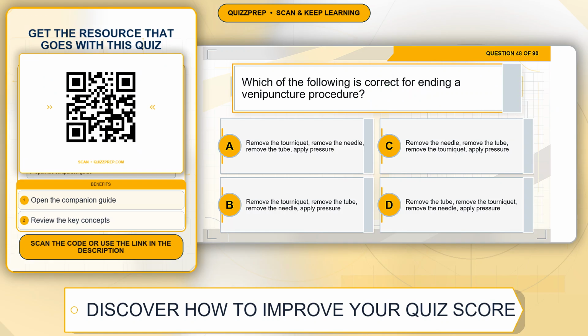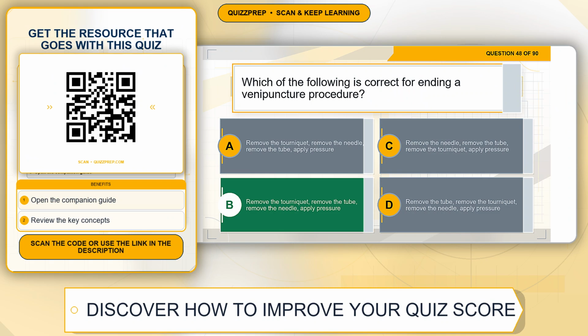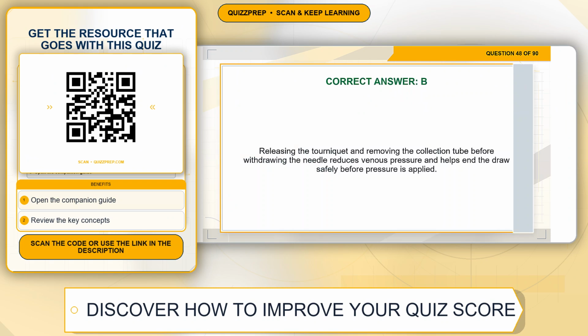Question 48. Which of the following is correct for ending a venipuncture procedure? Option A, remove the tourniquet, remove the needle, remove the tube, apply pressure. Option B, remove the tourniquet, remove the tube, remove the needle, apply pressure. Option C, remove the needle, remove the tube, remove the tourniquet, apply pressure. Option D, remove the tube, remove the tourniquet, remove the needle, apply pressure. The correct answer is option B. Explanation. Releasing the tourniquet and removing the collection tube before withdrawing the needle reduces venous pressure and helps end the draw safely before pressure is applied.